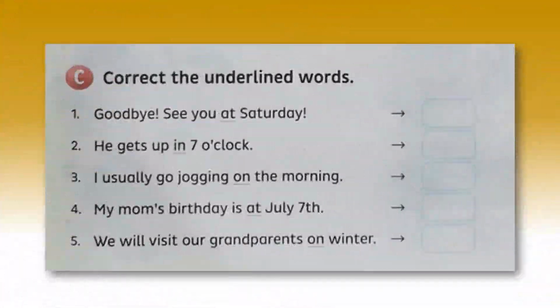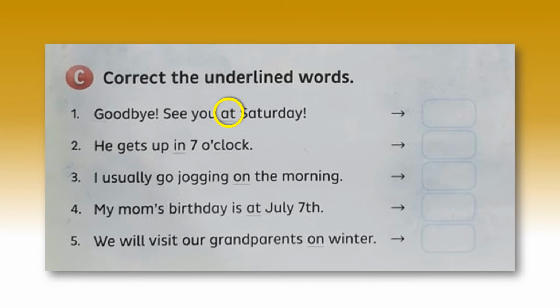Okay, here's part C. Correct the underlined words. So one word in each sentence. There are 5 sentences. Each sentence has one word that has a line. Let's look at number 1. Here it is, at. So all of the words are the prepositions. They are wrong, ผิด. You must read and write the correct word in the box on the right, okay?